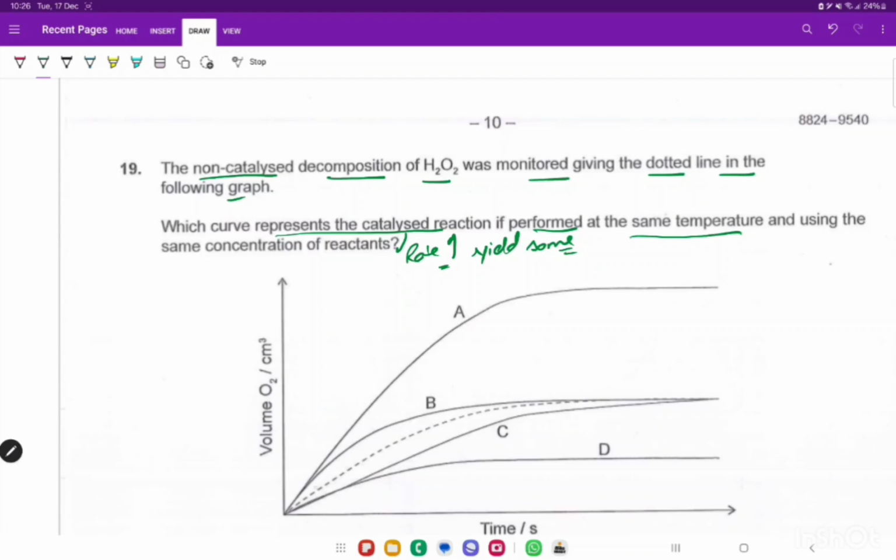If this is my uncatalyzed curve, the rate is increasing in A and B, so the answer could be A or B. C and D cannot be the answers because in those the rate is decreasing. In case of A, the yield is also increasing, the volume of CO2 is also increasing, which is not possible. Hence, the answer is B. The rate is increasing, but the reaction is completing at the same point, so the volume of oxygen gas produced will be the same.